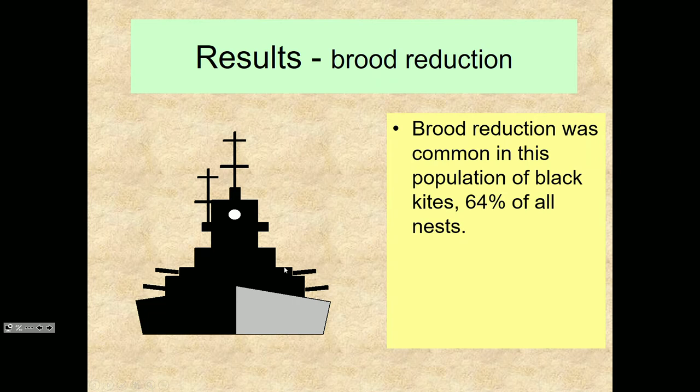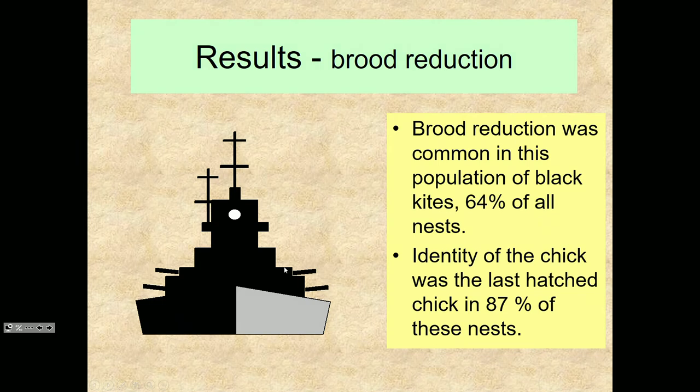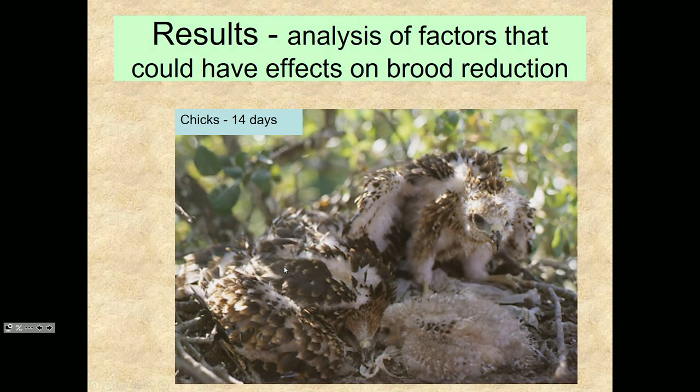Brood reduction was common in this population of black kites, so 64% of all the nests had some brood reduction. And the identity of the chick, because we marked the chicks, was in 87% the last hatched chick. Here you see what the brood size hierarchy can look like. So there you have two chicks, what we could call the A and B chick, and the smaller C chick. So there could be quite a big disparity between the chicks. But although this one, the smaller one here, looks quite healthy, it doesn't have any marks or scars or anything. And that's another aspect we can discuss later, how this can come about.